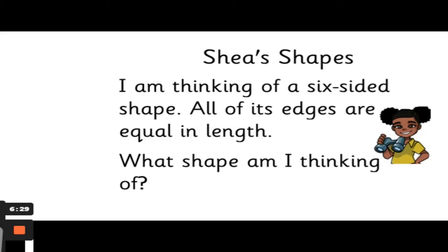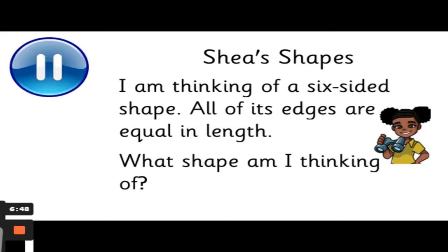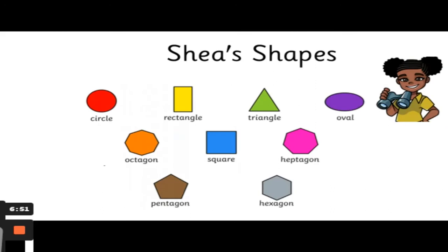Okay, so Shea says, I am thinking of a 6-sided shape. All of its edges are equal in length. What shape am I thinking of? What is the name of a 6-sided shape that has got all of its edges equal in length? Have a think of that now. And then check over the shapes that we've got here just to make sure your answer is correct. Look for a shape that's 6-sided and all the edges are equal in length.